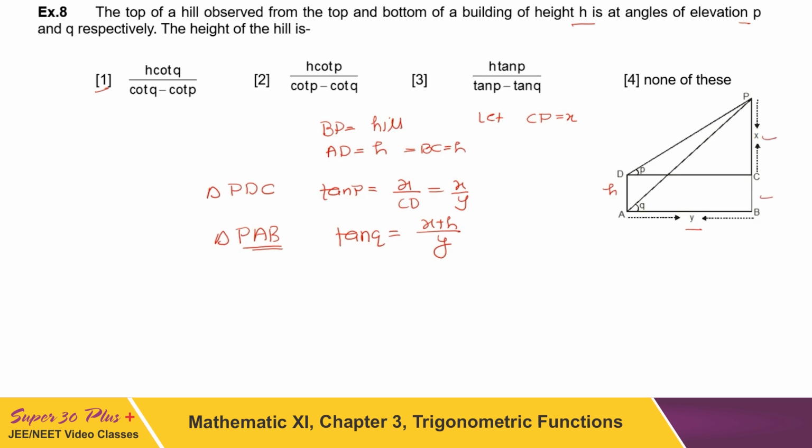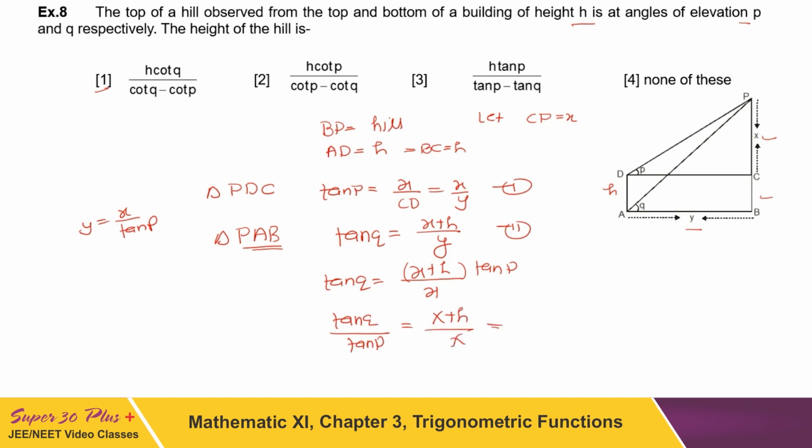So first of all, we have to find the value of x from equation number 1 and 2. Put the value of y from equation 1 into equation number 2. What is the value of y? The value of y is x upon tan p. Then tan q is equal to x plus h upon x upon tan p. Now simplify it. It is tan q upon tan p is equal to x plus h upon x. Now again simplify, it is 1 plus h upon x.